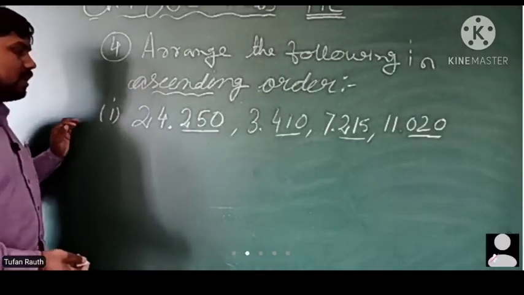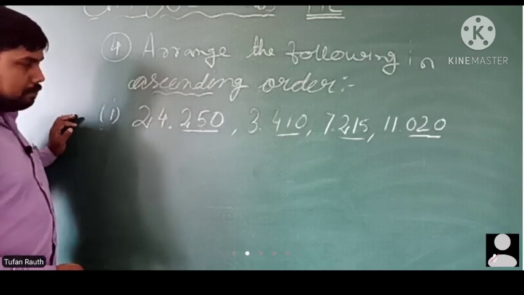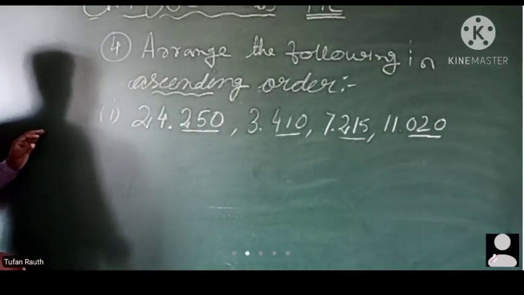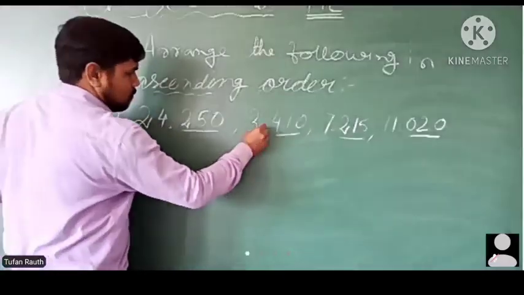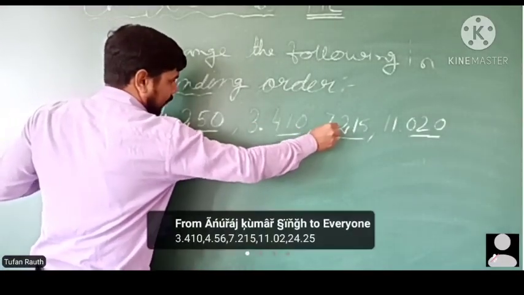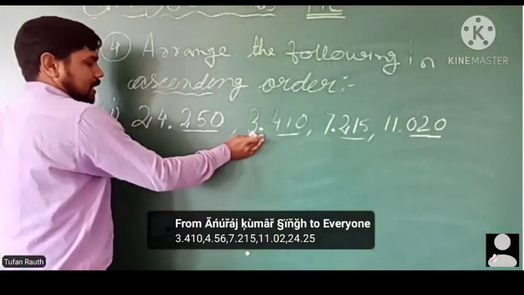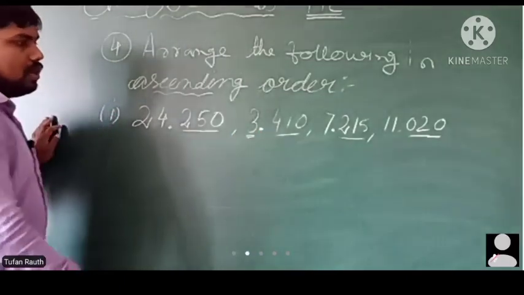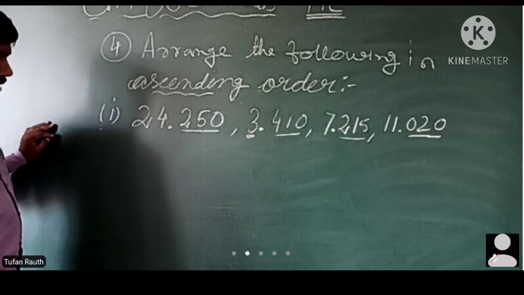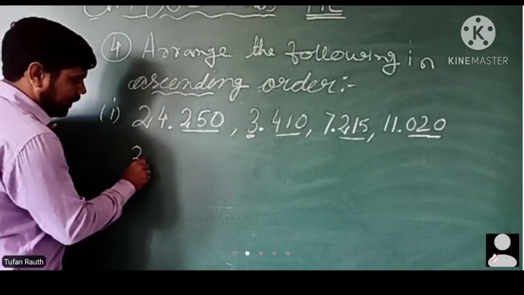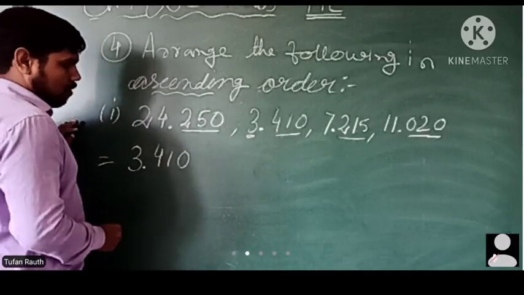So ascending order, increasing order में करने के लिए first of all you will write the smallest number and then greater and at the last the greatest one, right? So सबसे पहले यहाँ पे हमें देखना है कि decimal place से पहले जो digit है वो सबसे छोटा कौन सा है. So decimal place से जो number पहले है that is 3. So 3 decimal 410 is the smallest number you can see here. So first we will write 3 decimal 410. This is the smallest one.